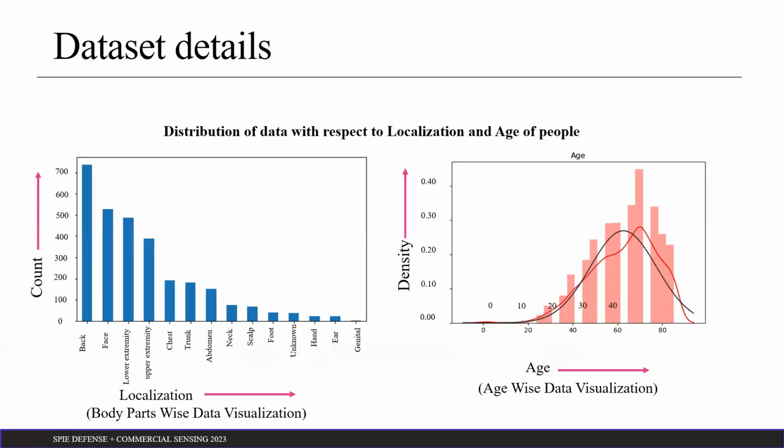Now, if we talk about which part of the body it was taken from, most of the data is taken from the back, face, lower extremity, and upper extremity, and also from the chest, trunk, and all parts of our body. Then, as for which age group the dataset contains, if you see the graph here, most of the data is from around the 45 to 75 age group, but it is also taken from other age groups.